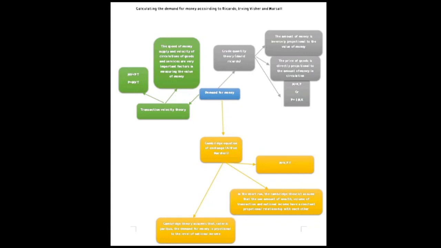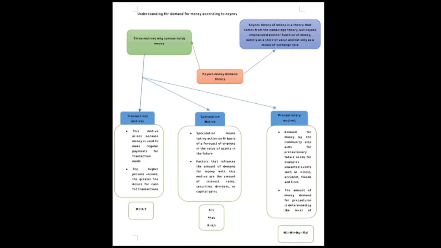And then Alfred Marshall said the Cambridge equation of exchange. In the short run, the Cambridge theory assumes that the amount of wealth, value of transactions, and national income have a constant proportional relationship with each other. And then the Cambridge theory assumed ceteris paribus that the demand for money is proportional to the level of national income, like this yellow formula.